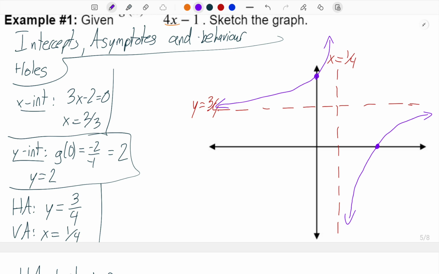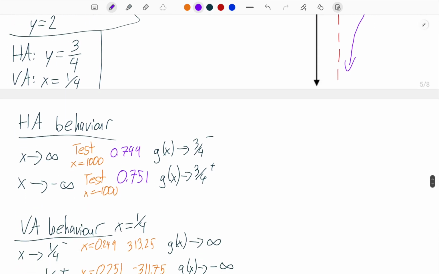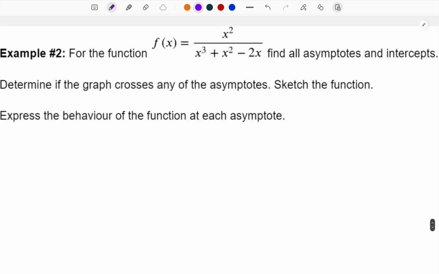Let's go on to one that's got a little bit more to it, where we'll have to be, again, a little bit more careful. All right, so we've got the function x squared over x cubed plus x squared minus 2x. We want to find the asymptotes and the intercepts. We want to check if the graph crosses any of the asymptotes. And we'll see how to do that and sketch the function.